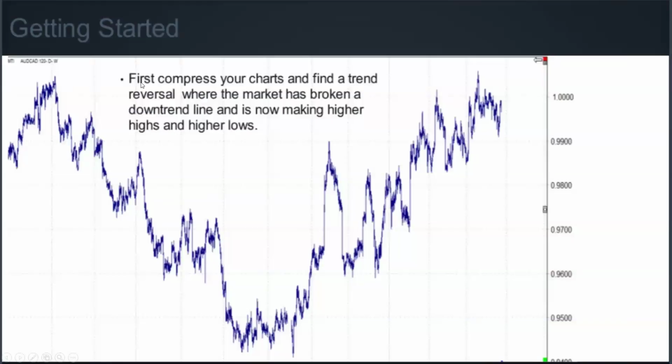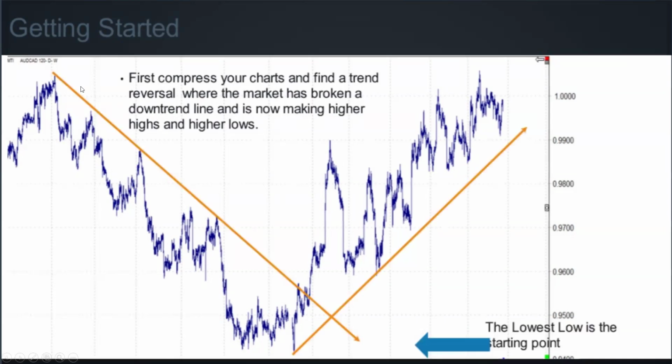So let's do it. First, compress your chart and find a trend reversal where the market has broken a downtrend line and is now making higher highs and higher lows. That's the first condition. You see the market, this is a downtrend line, and then the market starts to go up. The market has broken the downtrend line. Once the market breaks the downtrend line, it means the market is attempting to change direction. So now the market has broken the downtrend line and has started making higher highs and higher lows.